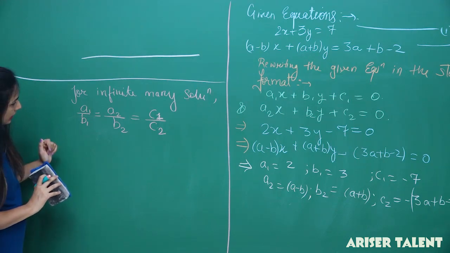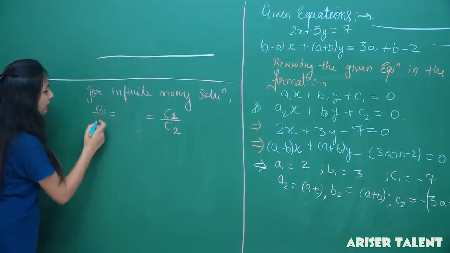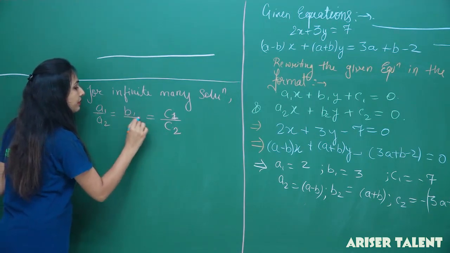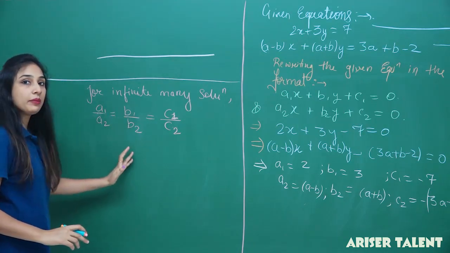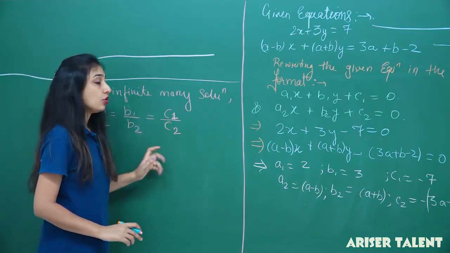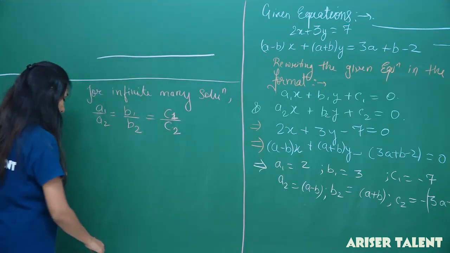Something is missing here. Yes, that's a1 by a2 equals b1 by b2. So that should be done. a1 by a2 should be equal to b1 by b2, which should be equal to c1 by c2. Now I can just have these values right there. Okay, so what will I do?